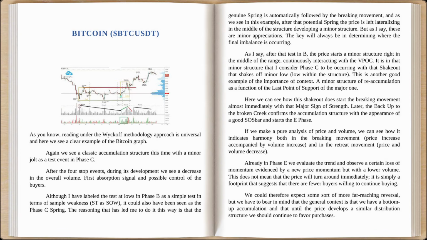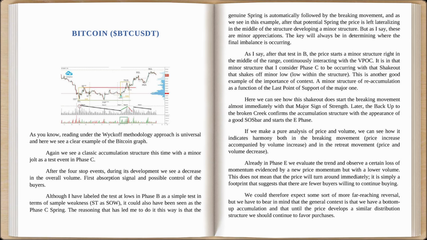Bitcoin, $BTC. As you know, reading under the Wyckoff methodology approach is universal, and here we see a clear example of the Bitcoin graph. Again, we see a classic accumulation structure, this time with a minor jolt as a test event in phase C. After the four stop events, during its development, we see a decrease in the overall volume, first absorption signal and possible control of the buyers.